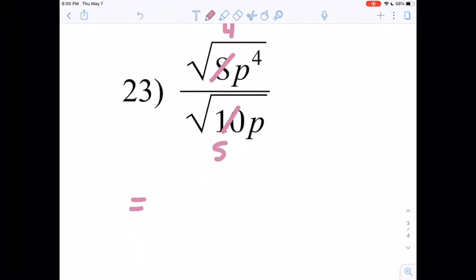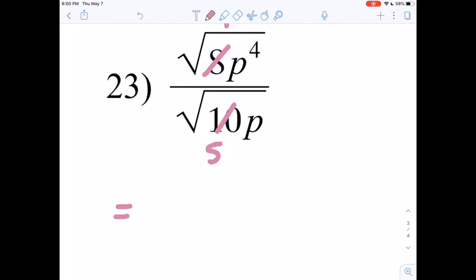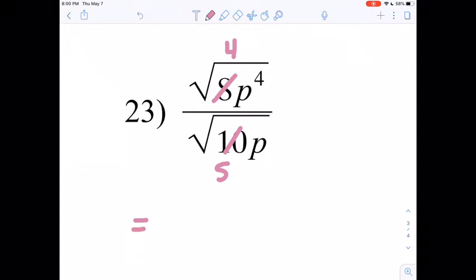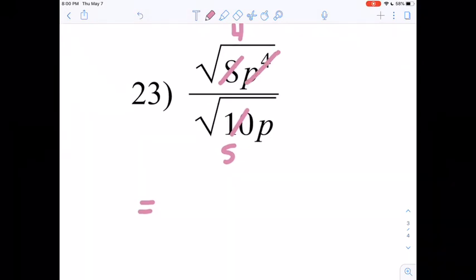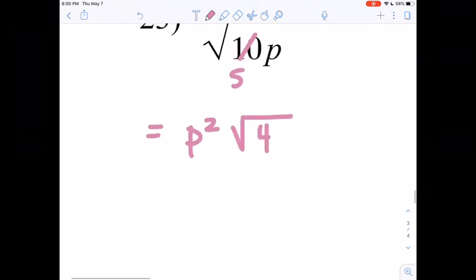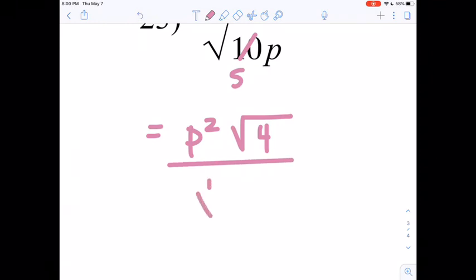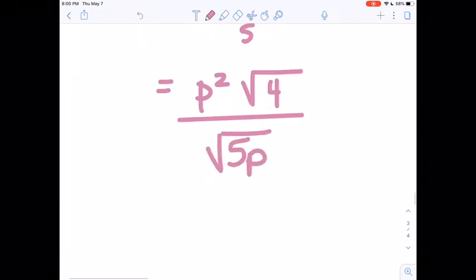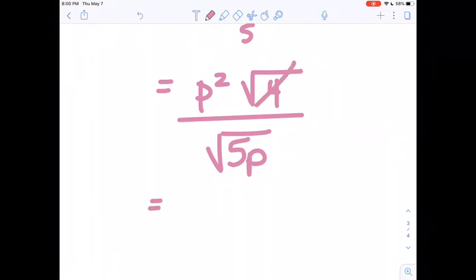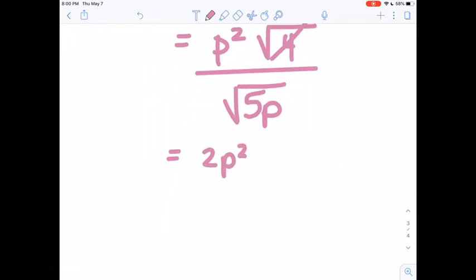And if you want, you could take the square root of p to the fourth, or you could simplify the 4 and the p. I'm going to show what it looks like when you take the square root of p to the fourth. That's going to become p squared in the numerator. But what's left inside of the square root is 4. And then in the denominator, I have the square root of 5p. Well, I'm going to keep simplifying before I rationalize. The square root of 4 is 2, so I get 2p squared over the square root of 5p.